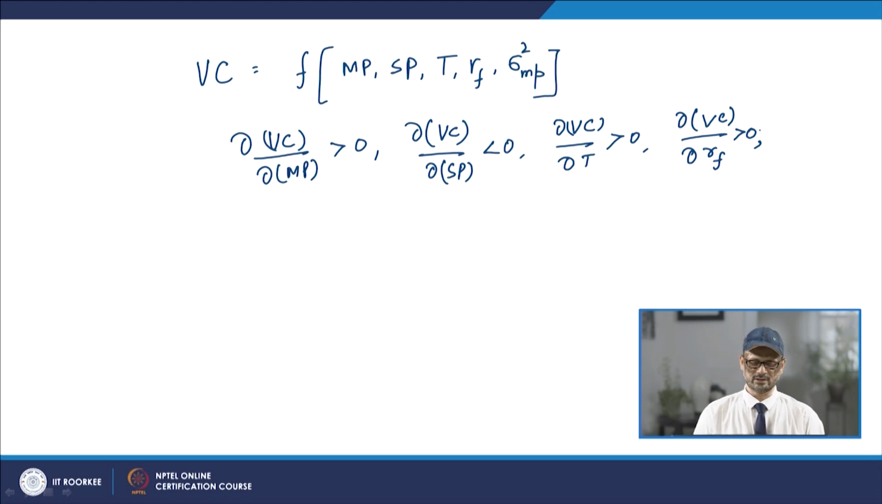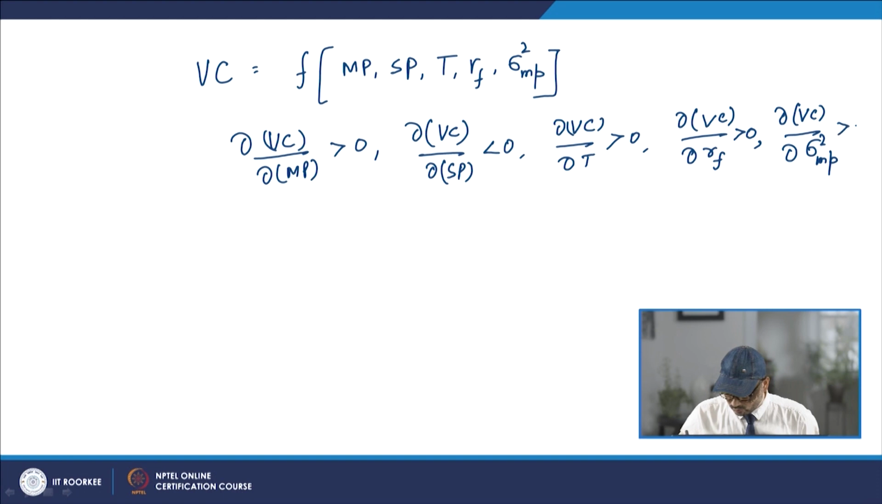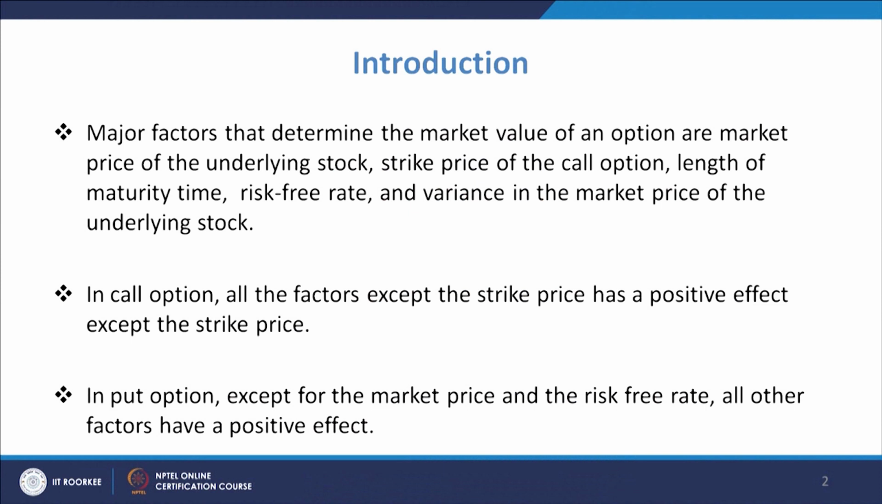Also depending upon the variance, if the variance is larger, the call value will be more. So it has a positive effect: dou of VC upon dou of sigma square MP will also be greater than 0. So these factors affect the call value like this. In the call option, all the factors except the strike price have a positive effect.